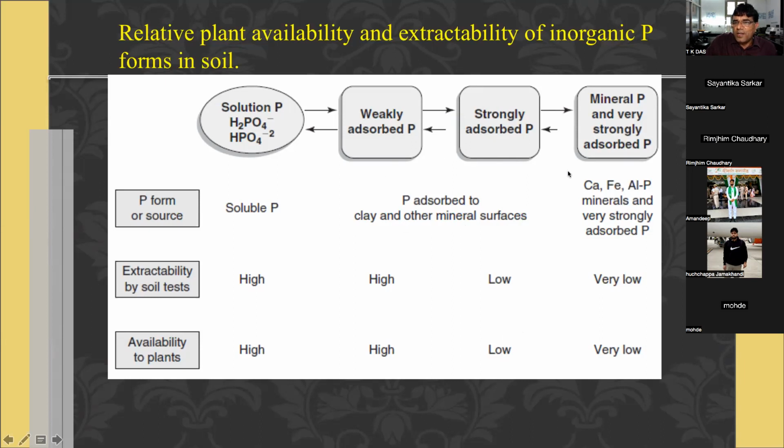And then the last one is mineral phosphorus and very strongly adsorbed P. So you are seeing two categories. Even the labile one has been divided into two, weakly adsorbed and strongly adsorbed. And this is non-labile. These are calcium, iron, aluminum phosphate minerals and very strongly adsorbed phosphorus. So availability is very low and their solubility is also low. So extractability or solubility suggests whether they are available or not. The faster the extraction, the more the solubility, which means the availability is more.